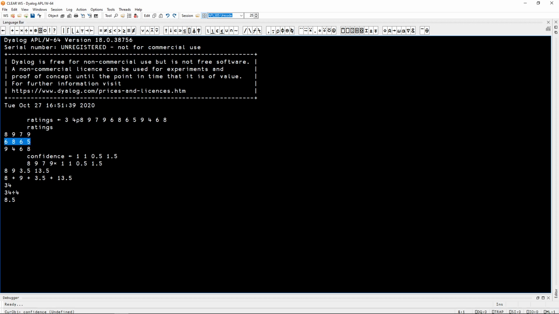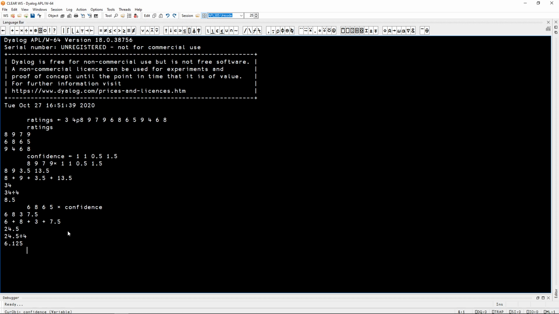What about the second day? This is a 6, 8, 6, 5. So there's the 6865 that I want to multiply with the confidence, and then I want to sum these to get a 24.5, and then I divide by 4 to get a 6.125. So on the second day, the rating was much lower. And I want to do the same thing for the third day. But I won't do it by hand because this is getting cumbersome. And it is cumbersome, so how can I do this in a simpler way?